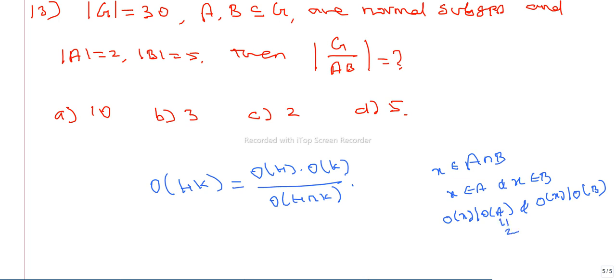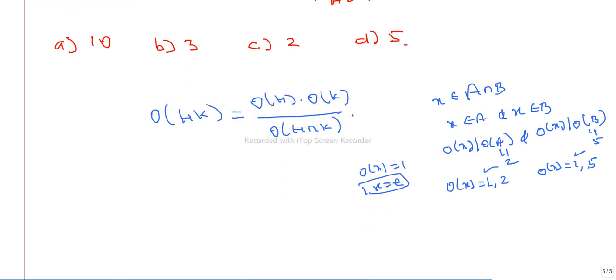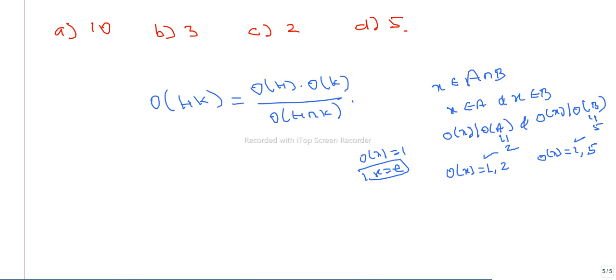Since the order of X divides 2, what is the possible order of X? Either 1 or 2. And since this is 5, and 5 is a prime number, the possible order of X is either 1 or 5. So it cannot be 2 and 5 both at the same time. Therefore the only possible is 1. Therefore the order of X is 1, so X should be the identity element. The only possible is the identity element. So the intersection contains only the trivial element, therefore the order of the intersection is 1.